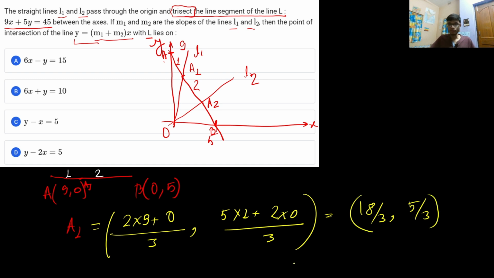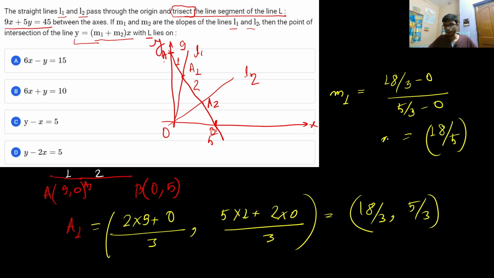From here, since line L1 passes through the origin, I can definitely calculate the slope of line L1, that is M1, which is equal to (x2 minus x1) divided by (y2 minus y1), that is (18 by 3 minus 0) divided by (5 by 3 minus 0). So you get the slope of the first line as 18 by 5. The slope of line L1, M1, is equal to 18 by 5.